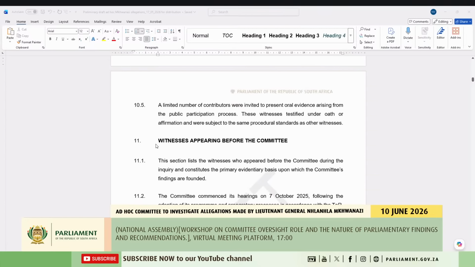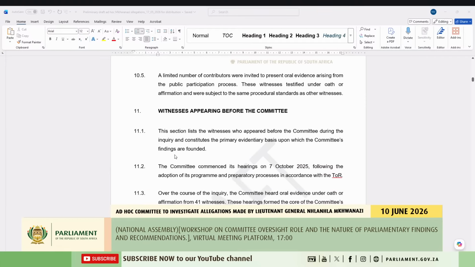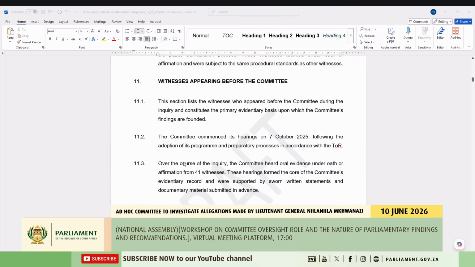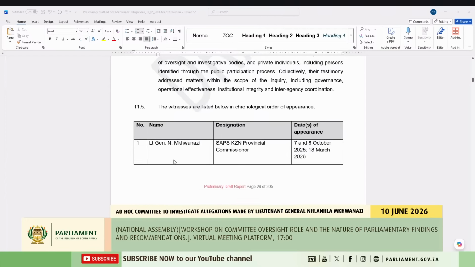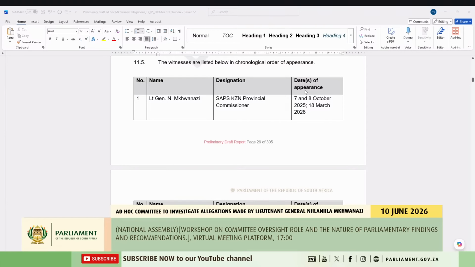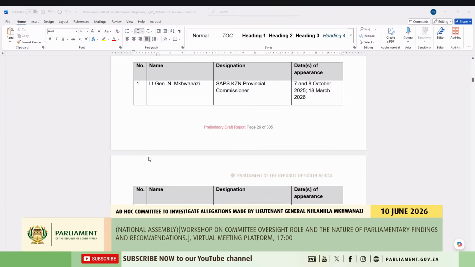Section 10 deals with the public participation, and this elaborates a bit more compared to the previous section. And then section 11, the last section in this presentation, deals with the witnesses appearing before the committee. And like we say here, it lists the witnesses in the order that they appeared. So that's just their names, designation, and dates of appearance.